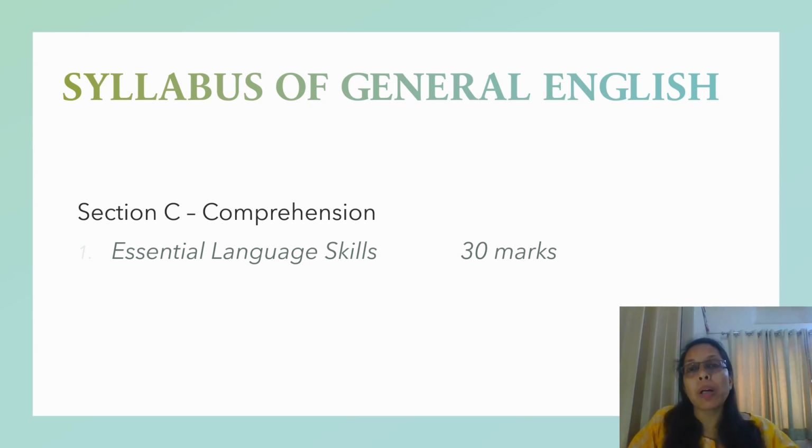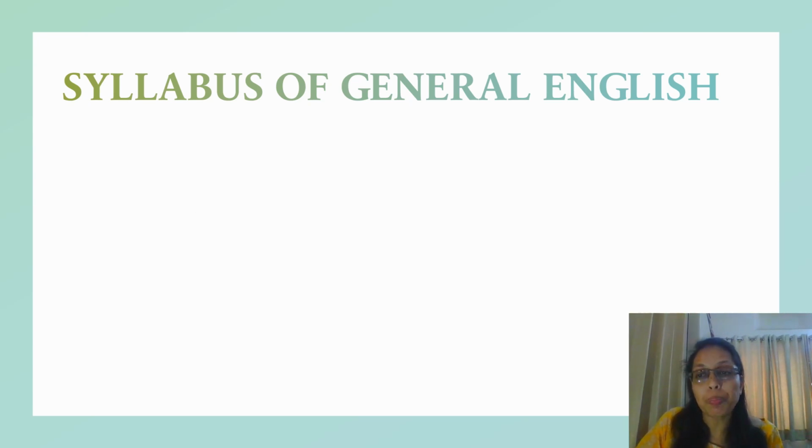So it is of 30 marks, and the division of these 30 marks is such that you will be asked 5 questions worth 2 marks, then you will be asked 3 questions worth 5 marks, that makes 25 marks, and then 5 marks for vocabulary items. So you will be required either to tell the meanings of words or synonyms, antonyms, things like that. So 5 marks for vocabulary items. That makes 30 marks for section C, the comprehension part.